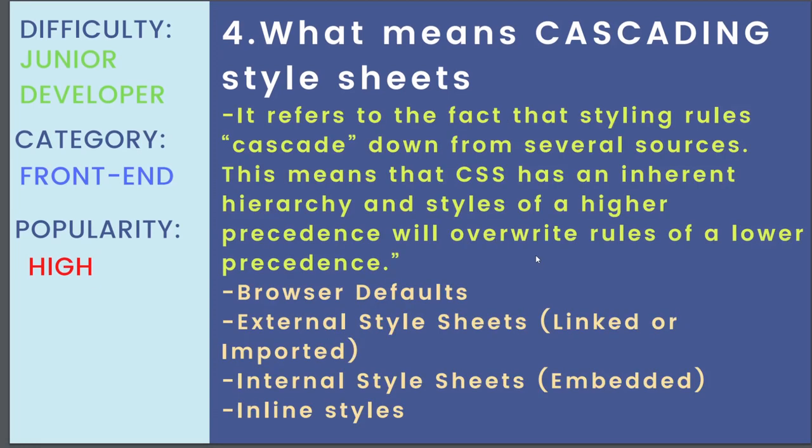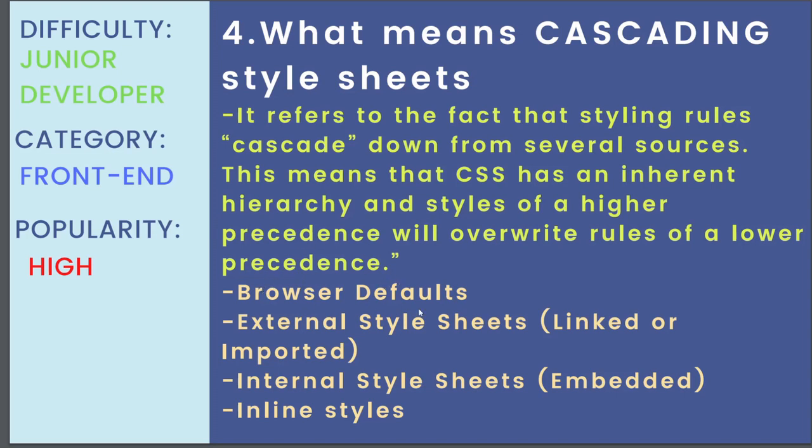So cascading in CSS refers to the fact that styling rules cascade down from several sources. This means that CSS has inherent hierarchy and styles of a higher precedence will override rules of a lower precedence. So first comes browser defaults, then they are overridden by external style sheets, linked or imported. Then they are overridden by internal style sheets, and in the end you can override all of those with inline styles.